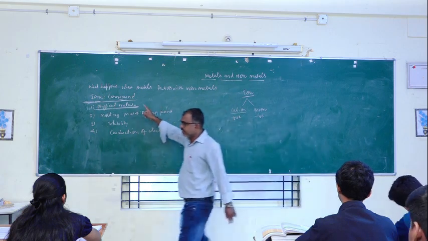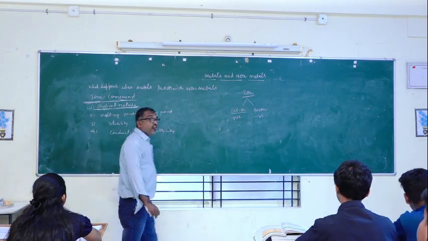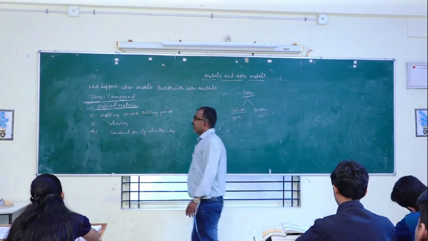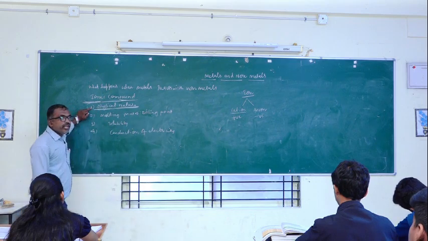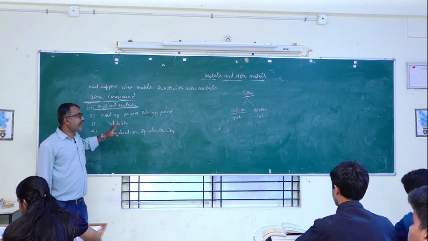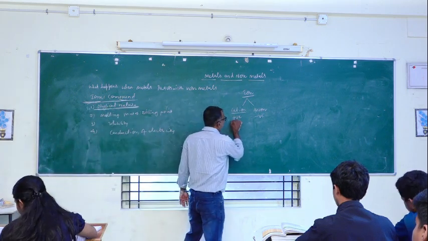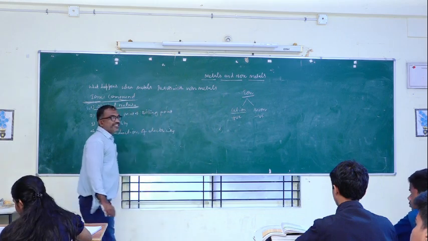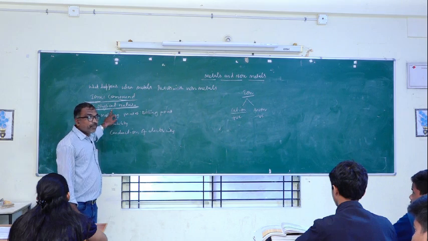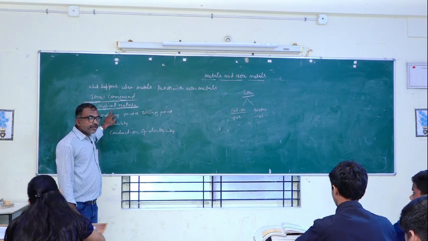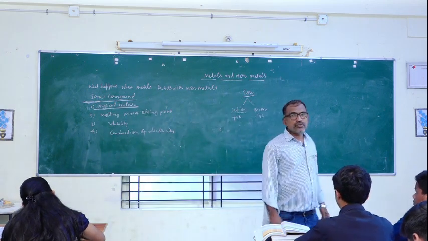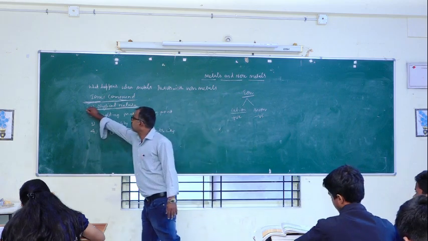So here in the physical nature, why are ionic compounds solid? In the give reasons, they are going to ask why ionic compounds are generally solid. The answer: because there is a strong force of attraction between the ions, that is the positive and the negative ions. That's why they are solid, but they are brittle. If you apply pressure, they will break down. So this is the first property, the physical nature.